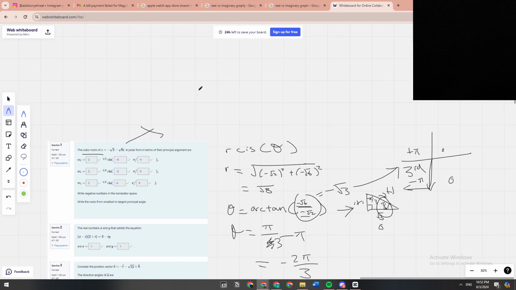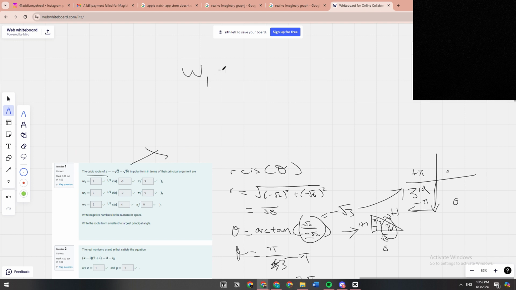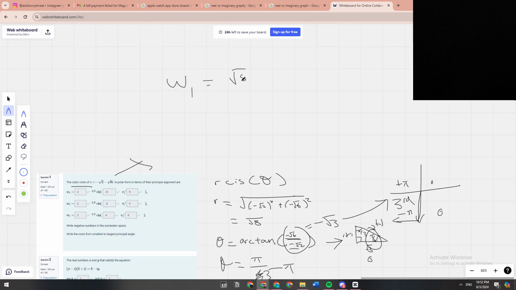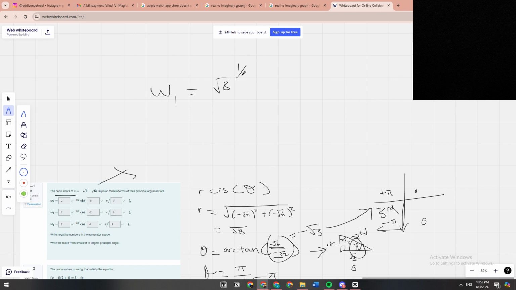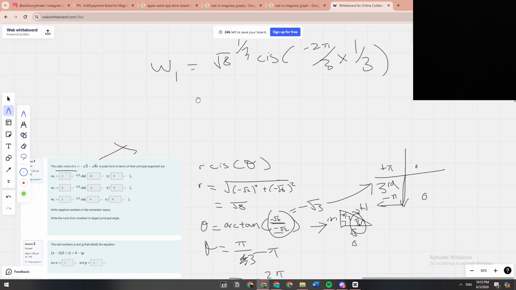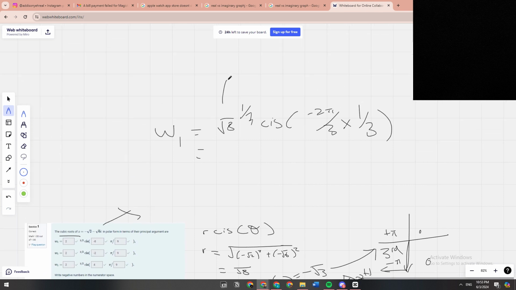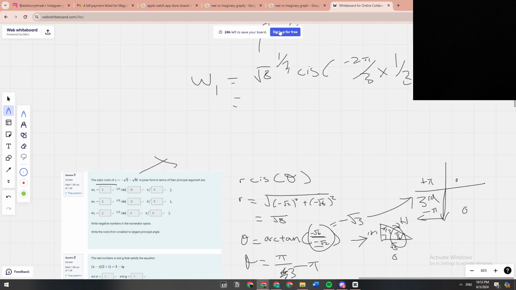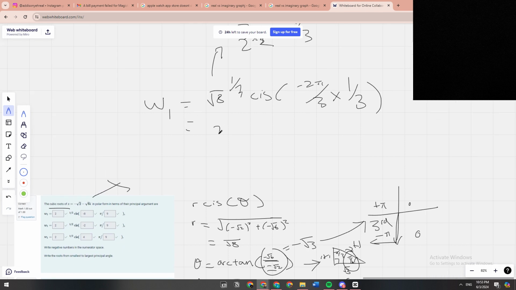Cubic roots, okay, easy. First, we need to understand that W1 should equal root 8 to the power of 1 over 3. I'm tired. And then it should be cis, what's the angle? Negative 2 pi on 3 times 1/3. By the way, root 8 to the power of 1 over 3, if you do some simple stuff, is 8 to the 1 over 2, times 1 over 3, and you do that and it should get 2 to the power of half. But anyways, the angle should be negative 2 pi over 9, which is what we got for the second.